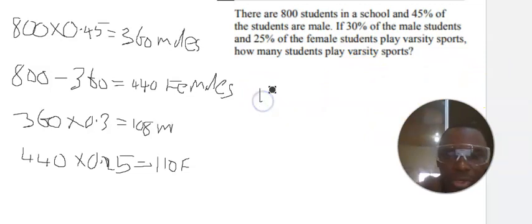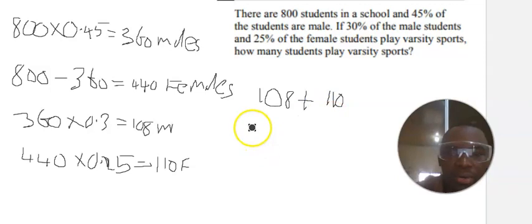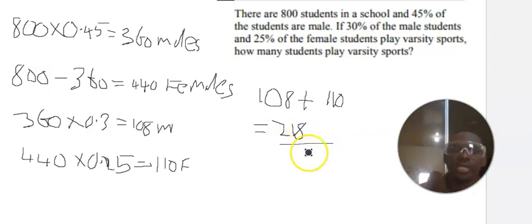that is going to be what? 108, are we there? So plus 110. Alright, so this will be equals to 218. Are we there? So that's 218. 218 students play varsity sports. You understand? So it's as simple as that. That's how you calculate that.